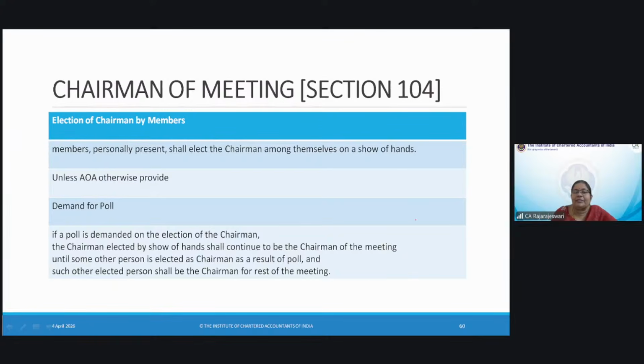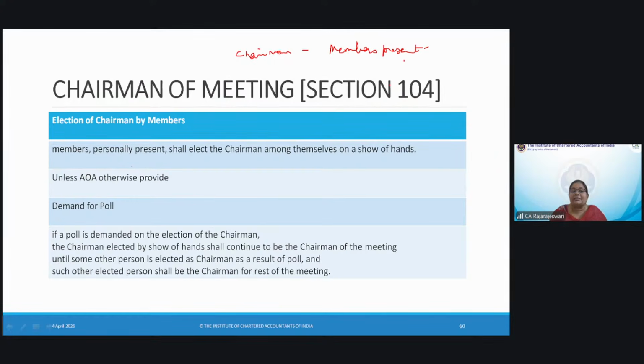Then the chairman of the meeting, election of chairman. So a meeting is there, and they can elect one of the persons present among themselves to be the chairman. Whoever among the members present can be the chairman by show of hands. Show of hands means we ask who are consenting, please raise your hands. In the meeting also, they will ask them to raise their hands, and they will count it.